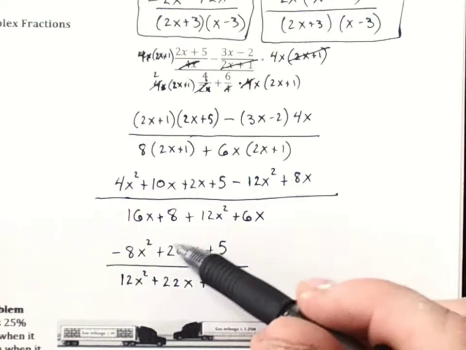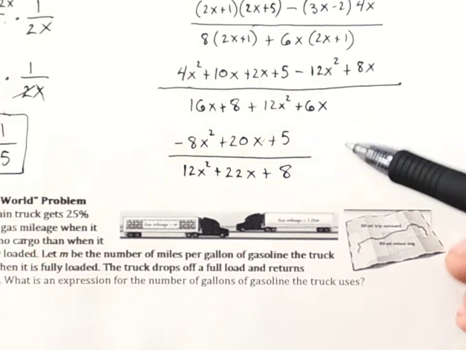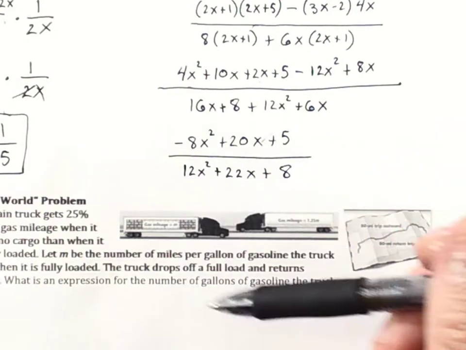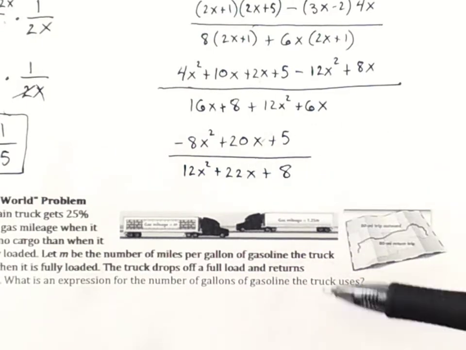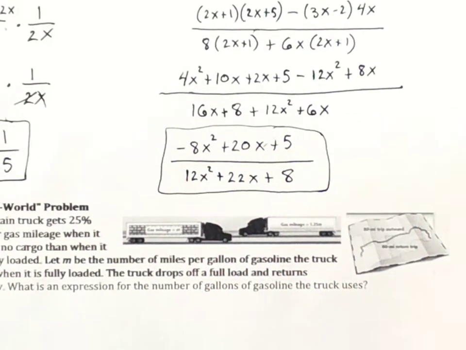Now, if every single one of them was even, you could divide out a 2. But they're not all even. This is a 5, it's odd. So a 2 is not in common in all of them. You could potentially factor these to see if they have a common factor, but they probably don't. This is your answer.